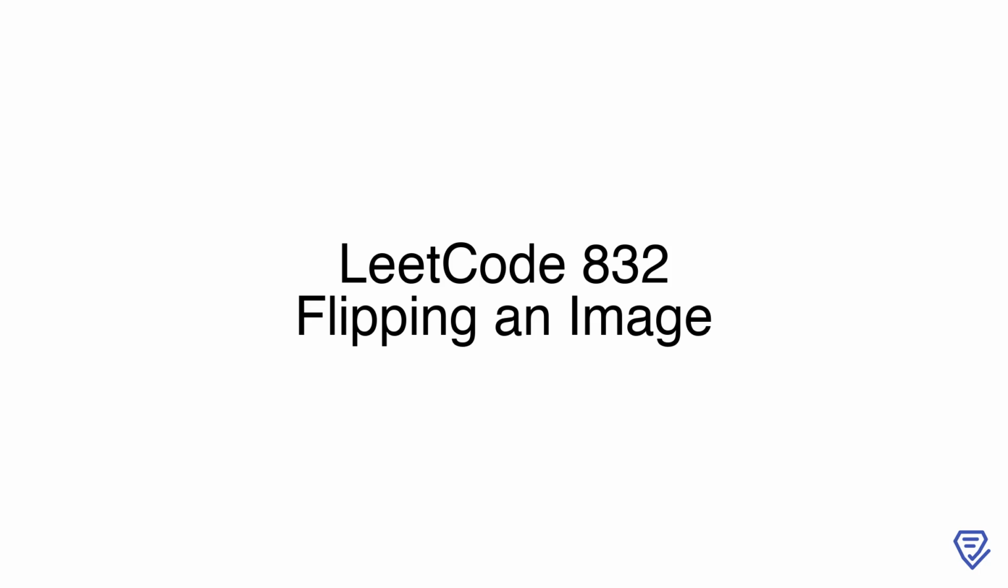Today, we'll be solving LeetCode problem number 832, flipping an image. In this problem, we work with a binary matrix and perform two operations, flipping rows horizontally and inverting binary values. Stick around as we break this down step by step.